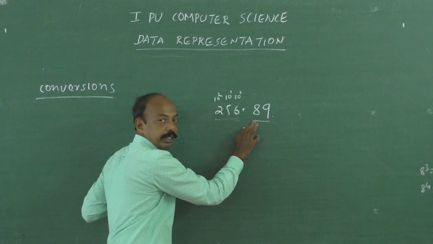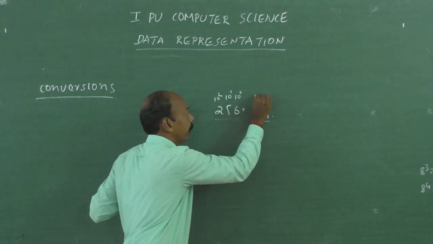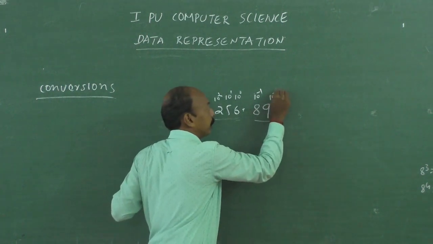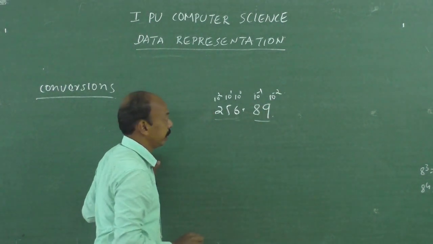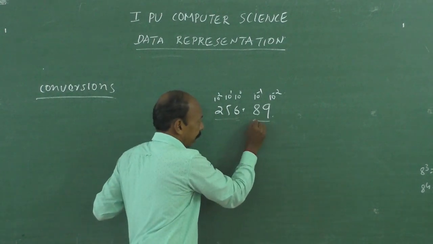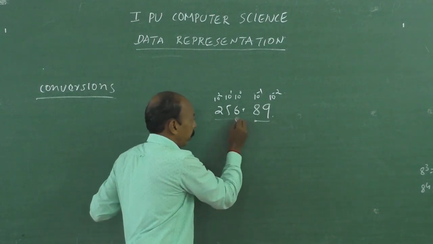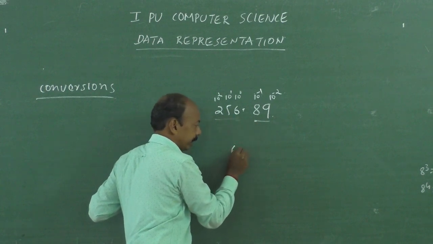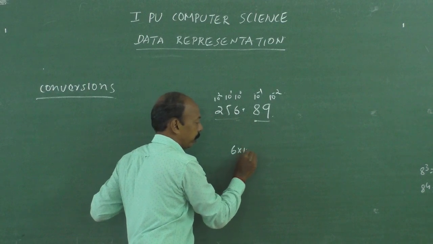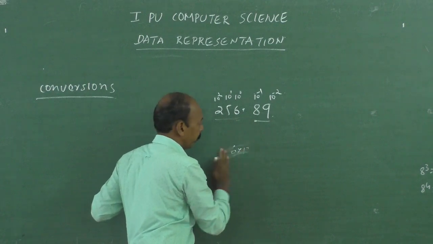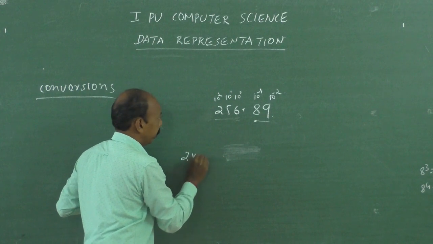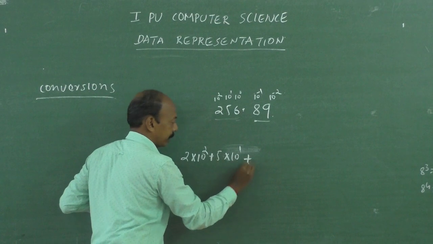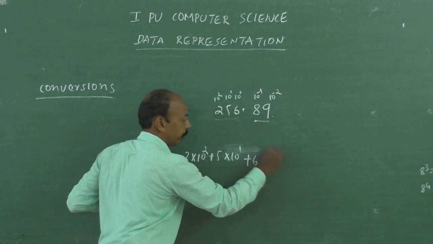Then what about this? This will be 10 to the power minus 1. This will be 10 to the power minus 2. What does it mean? See here, when we write this 8 and compare that with 6, when we write this, 6 will be written like this, 6 into 10 to the power 0. Or we shall write this one, 2 into 10 to the power 2 plus 5 into 10 to the power 1 plus 6 into 10 to the power 0.